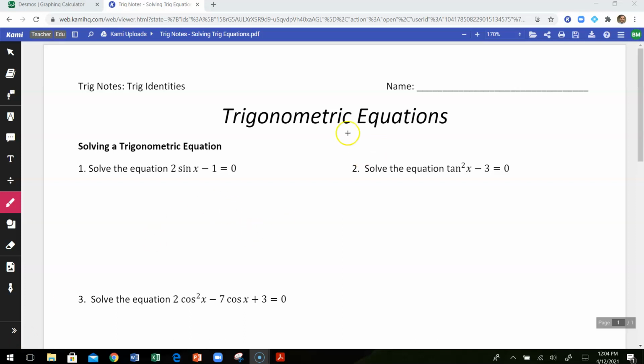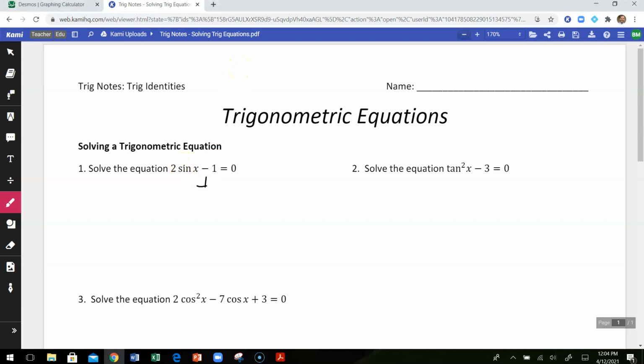In this video, we're going to look at trig equations. So we're just going to be solving equations, but those equations have trig functions as part of them. The first thing you're going to do is treat the trig function like your variable. We want to isolate the trig function. So in this first problem, I'm going to isolate sine x.